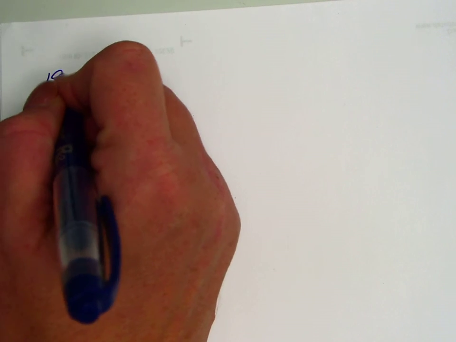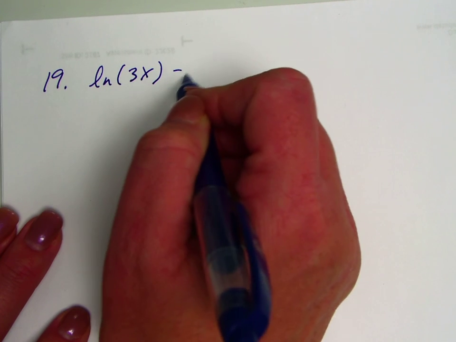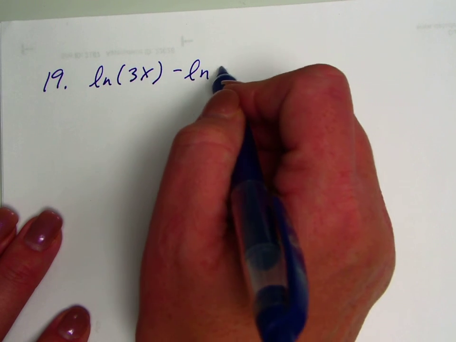All right, so what questions do you guys want to go over on the back? All of them are going to be exponentiation problems, right? So you said 19. For number 19, we have the natural log of 3x minus the natural log of 2 equals 4.